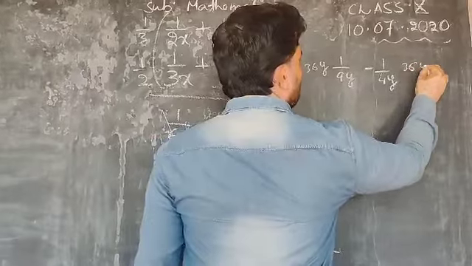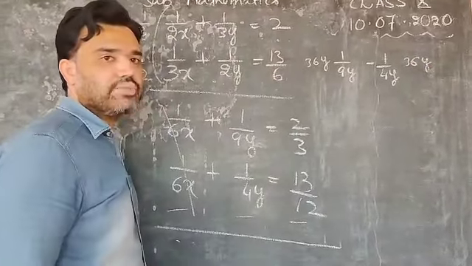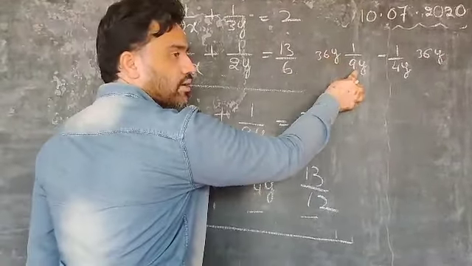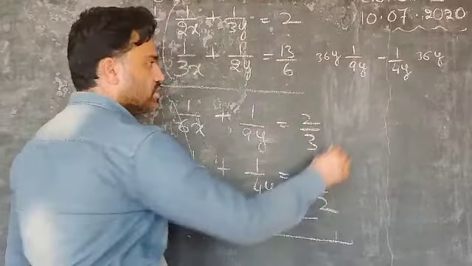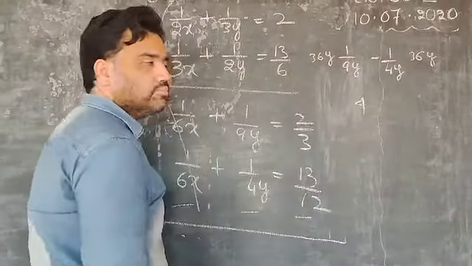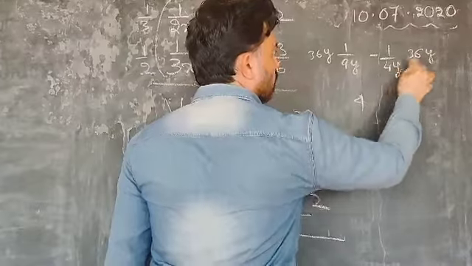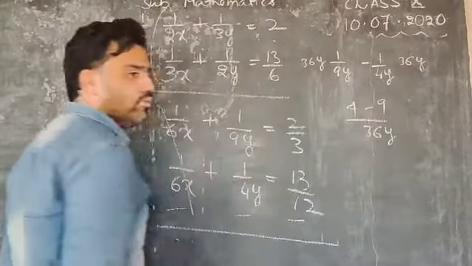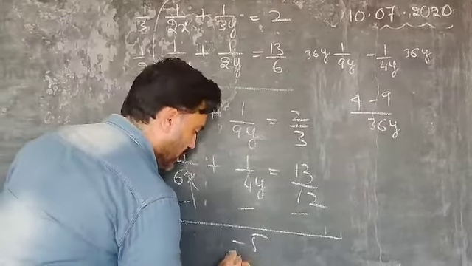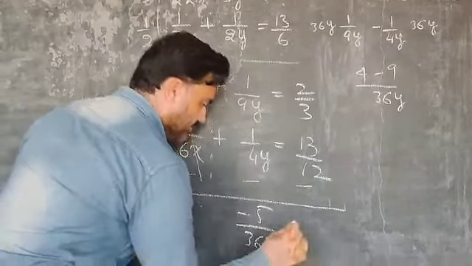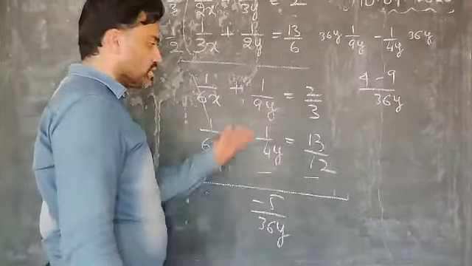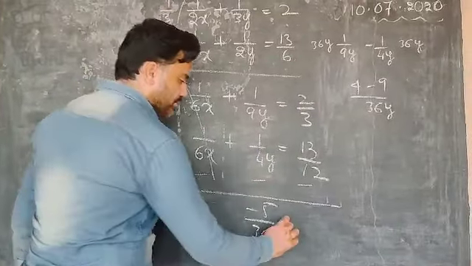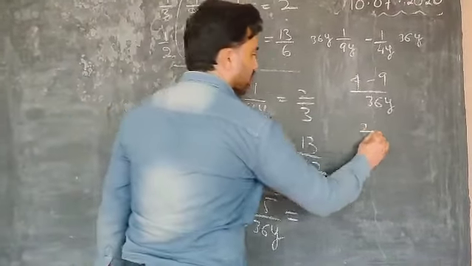So LCM into the first fraction, LCM into the second fraction. y gets cancelled; 9 4s are 36, means you will get 4. Here y gets cancelled; 4 9s are 36. So 4 minus 9 is minus 5 by 36y. Minus 5 by 36y. That's rough work you have to do. Next, 2 by 3, rough work here.